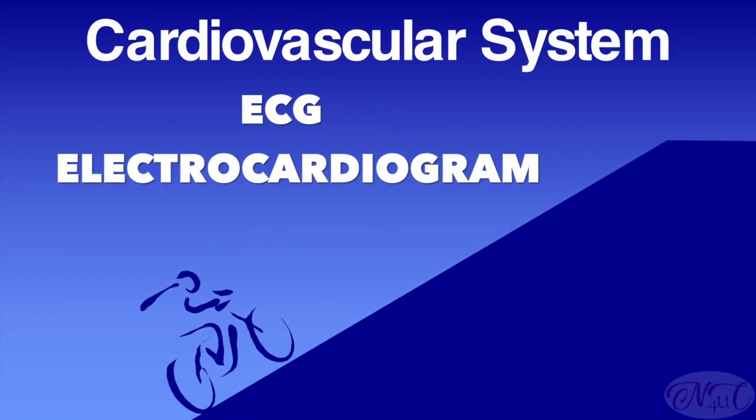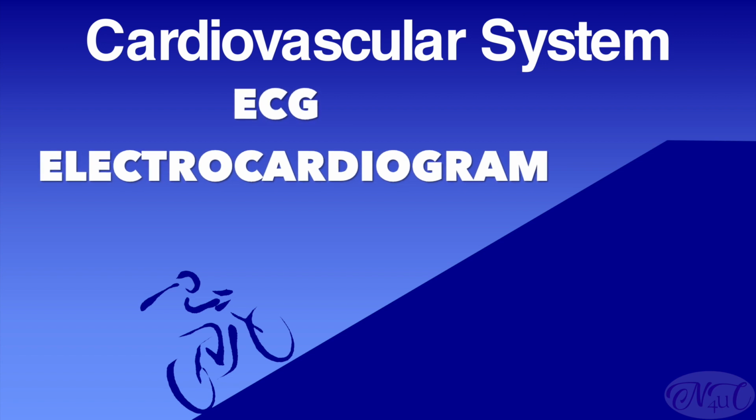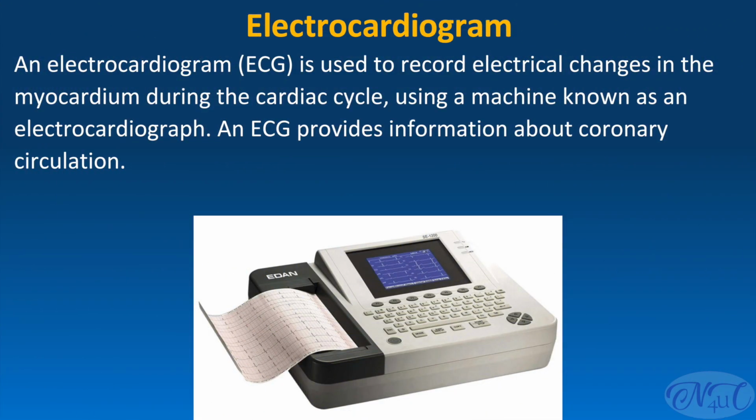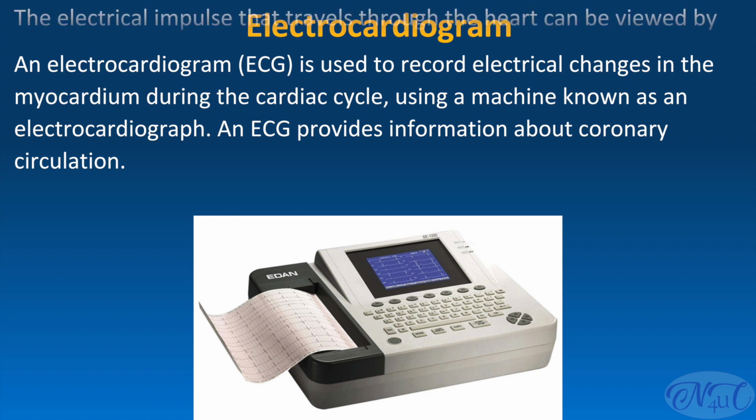In this video, we are going to discuss electrocardiogram. An electrocardiogram is used to record electrical changes in the myocardium during the cardiac cycle using a machine known as an electrocardiograph. An ECG provides information about coronary circulation.